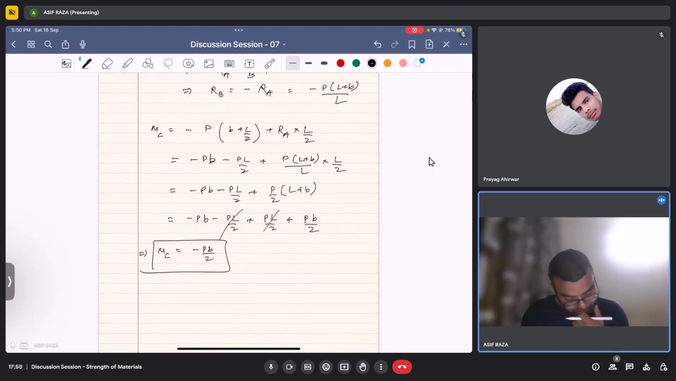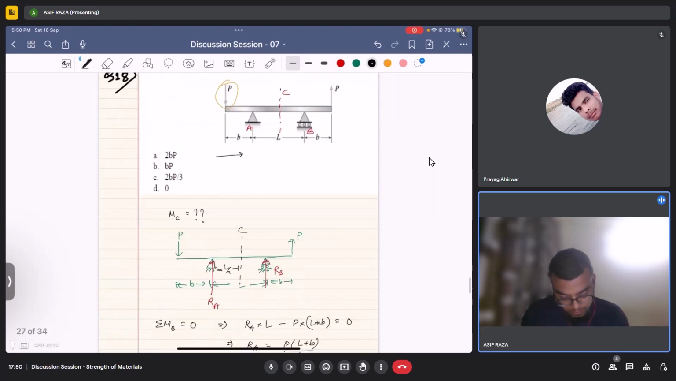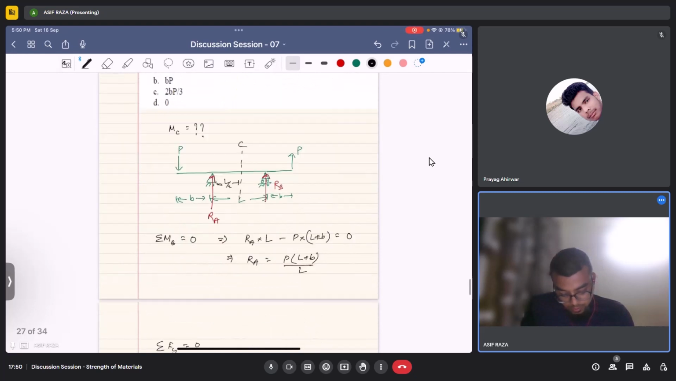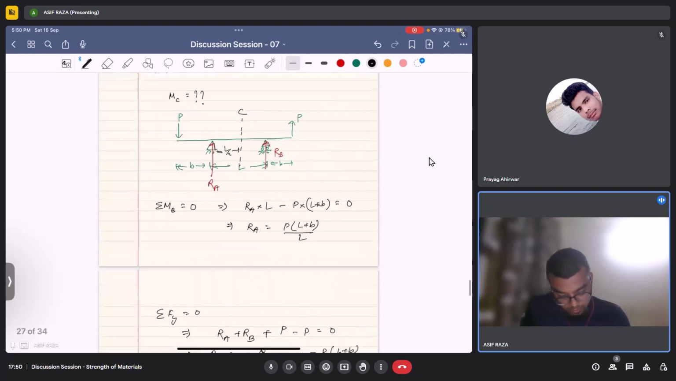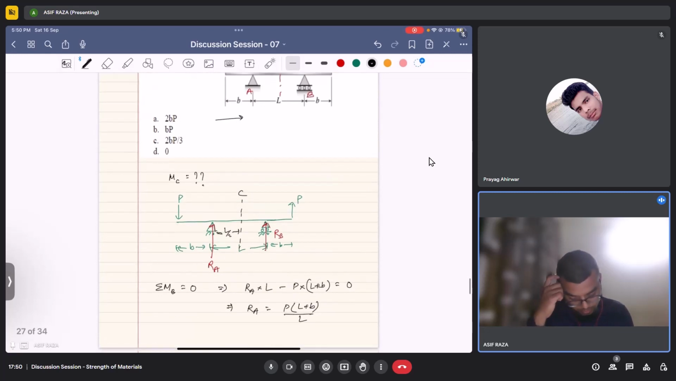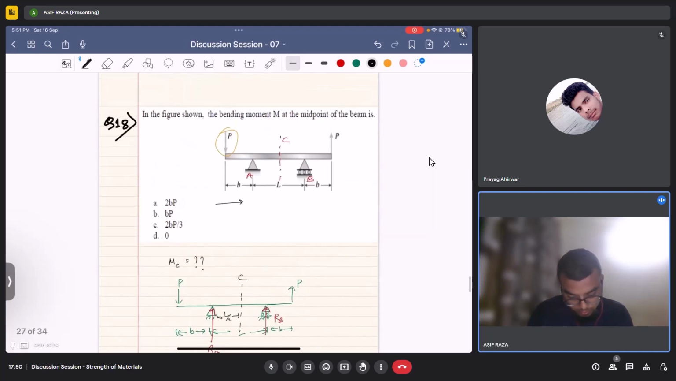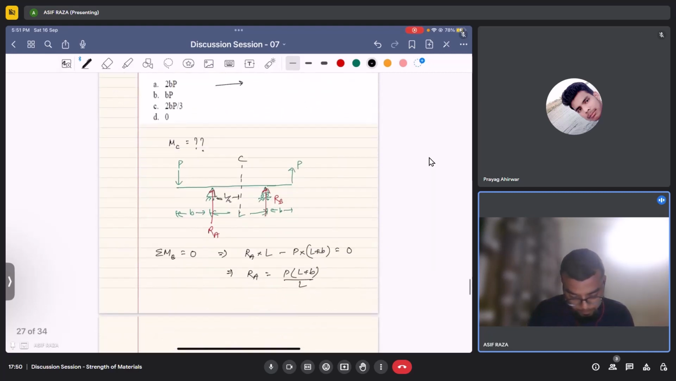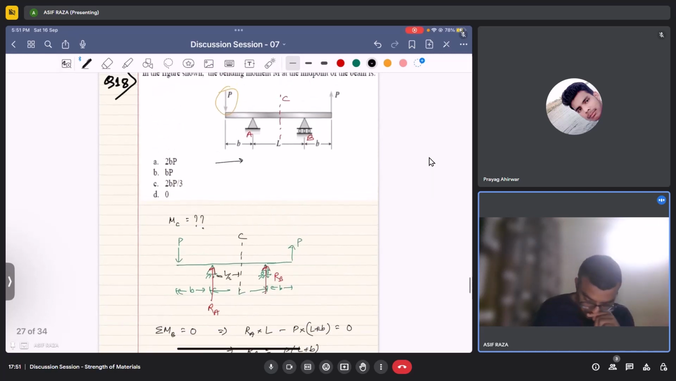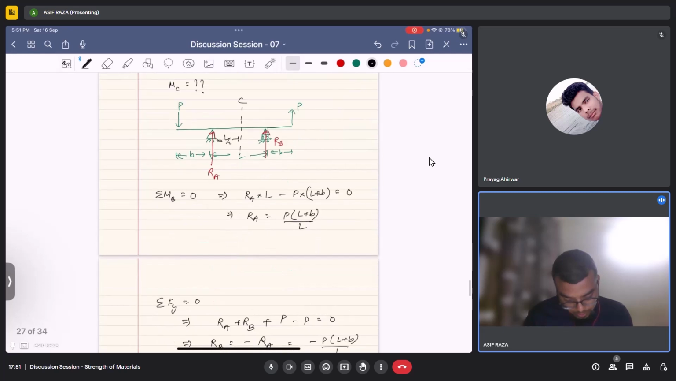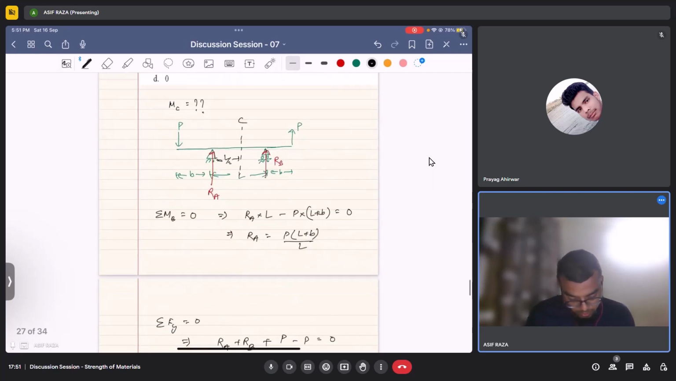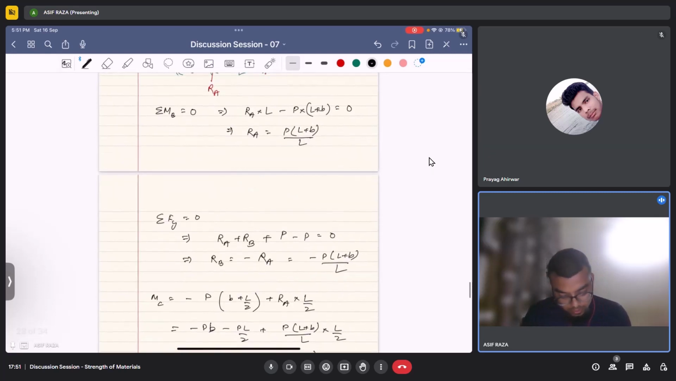Did I make a mistake somewhere? Let me check. Let me see. Into L by 2 midpoint. So if I take moment about B equal to 0, RA times L and P times L plus B. So P times L plus B by L. Yeah. That is my RA, RB, it doesn't matter.